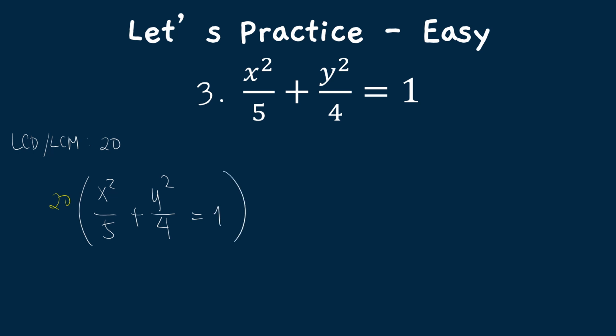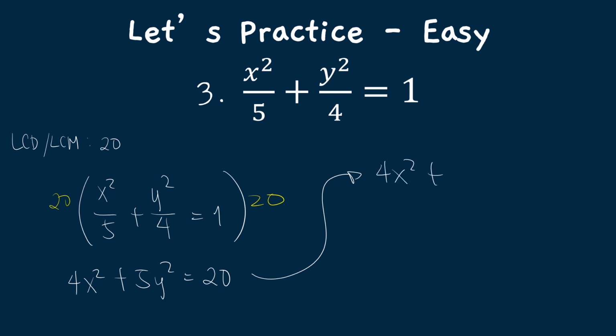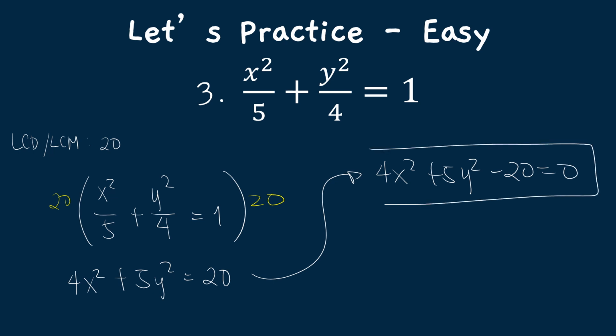And then multiply again on the other side. So result 20, sorry, not 24. So it's 20. And then we will have to divide 20 by 5, that will result into 4x squared plus 20 divided by 4, that's 5y squared is equal to 20. Okay, and then arrange it in such a way that it is equal to 0. So that is 4x squared plus 5y squared minus 20 is equal to 0. And that is already your standard equation for example number 3.